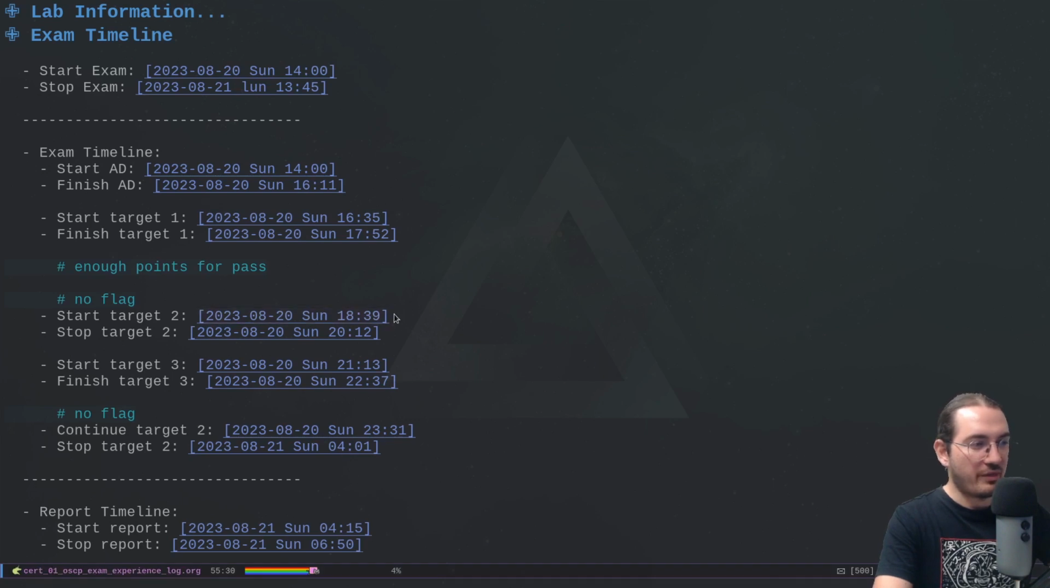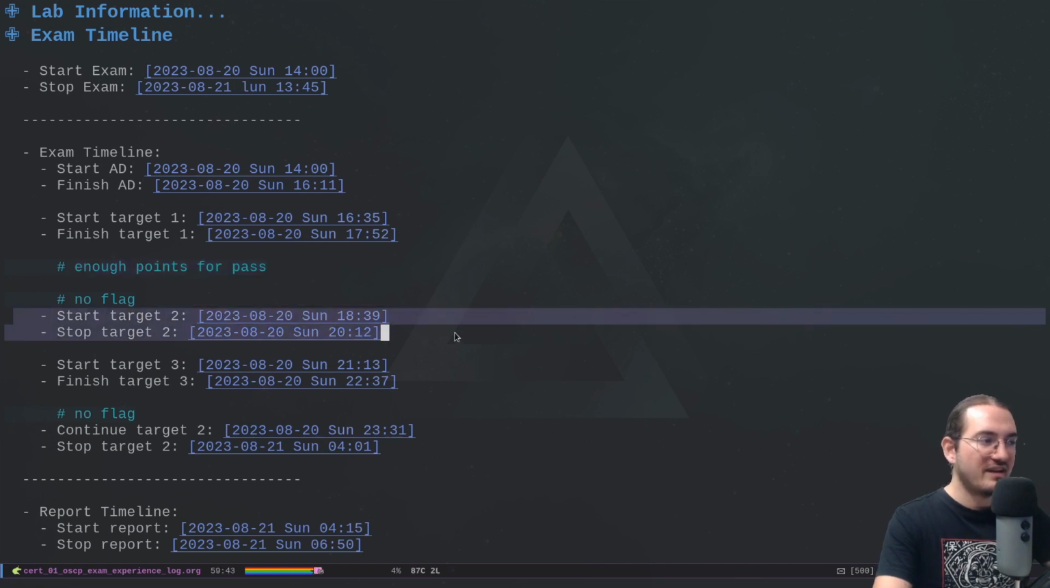And also notice one thing, that when I started the second target, it was about 6:40, while I finished the first target at 5:55. This means that I took a pretty good rest between the finish of target 1 and the start of target 2. This is because I had enough points to pass, so I wanted to relax in order to save the energy for finishing the last 2 machines. Because there is no rush, I had enough time, I just needed to calm down and be focused. So the second target, I was actually stuck with the second target.